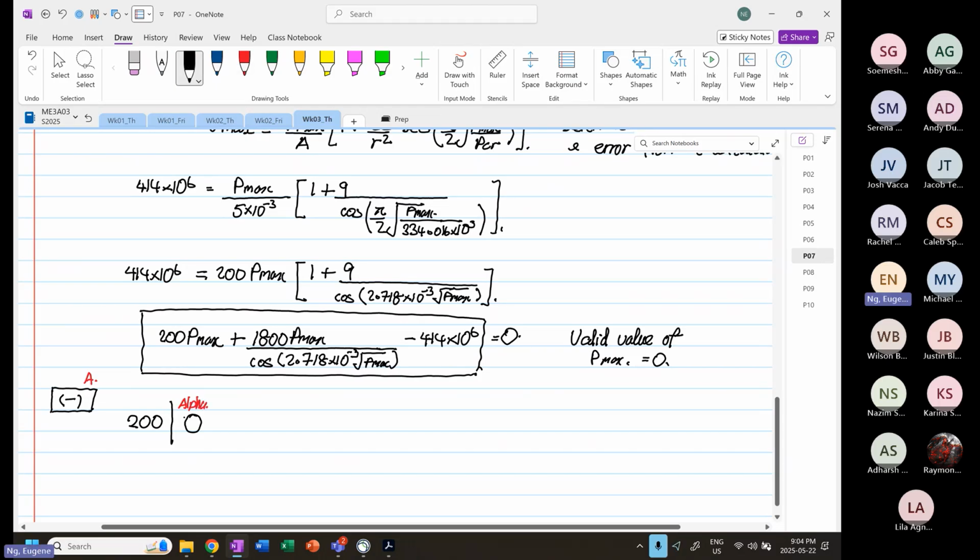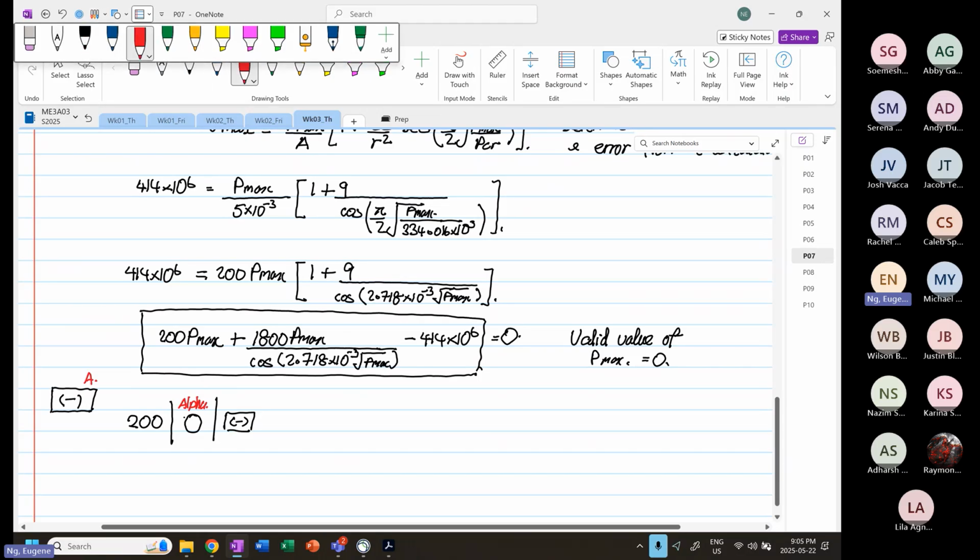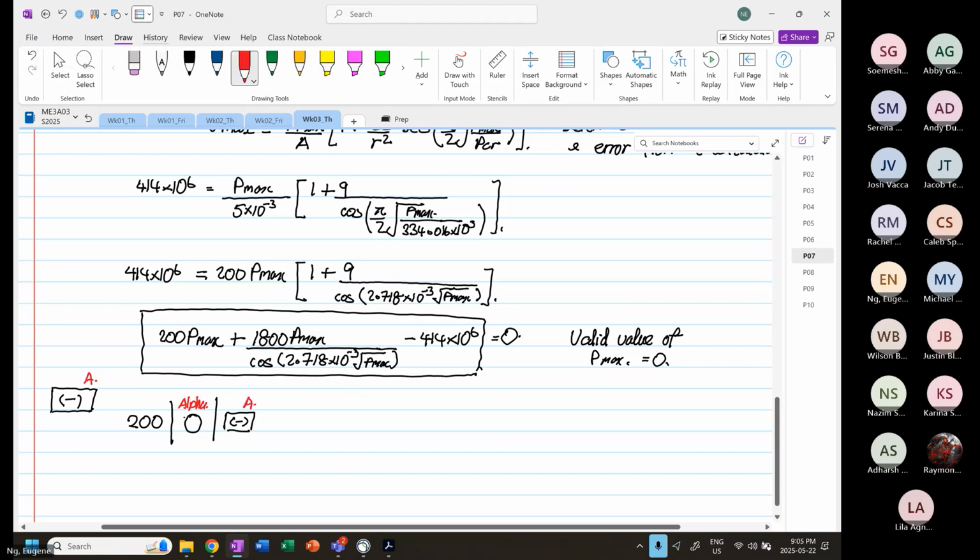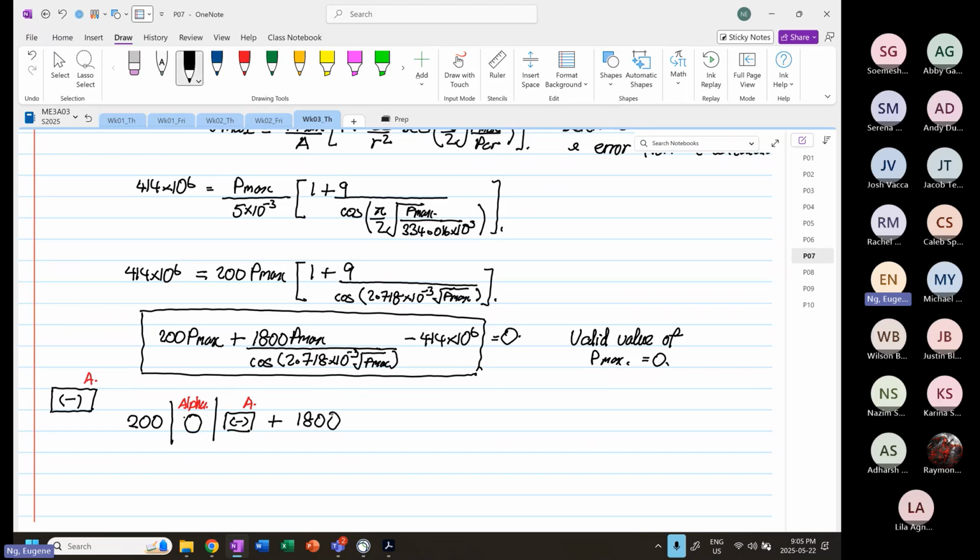Okay. And then you press the button. Okay. And then you press this button. And what you see, you see the A appearing. Okay. And then after that, you press plus. Okay. Again, 1800. And then you press alpha again. Okay. And then you press this button again. Okay. And with that, this is how you enter a function into your calculator.